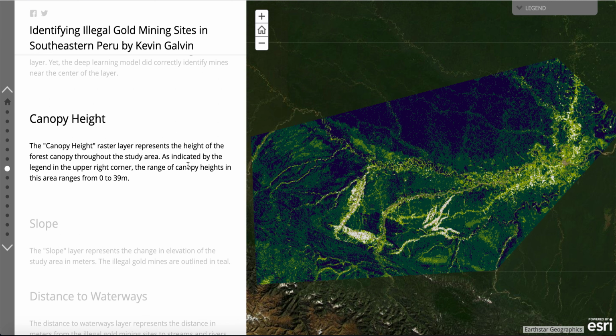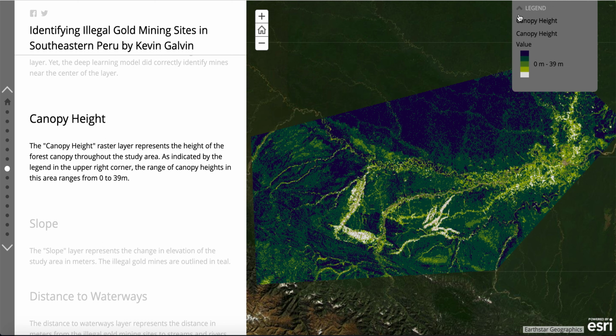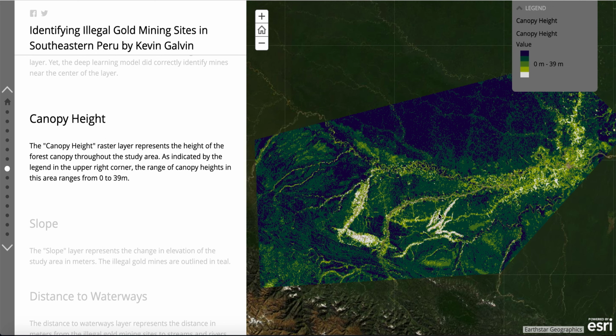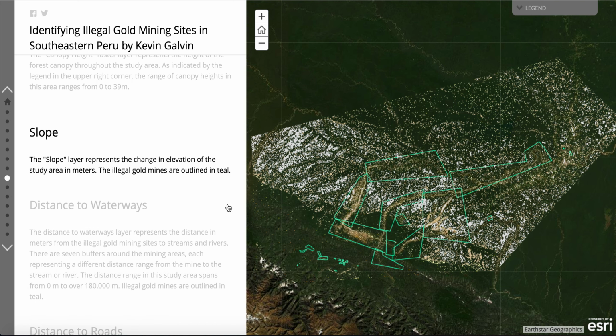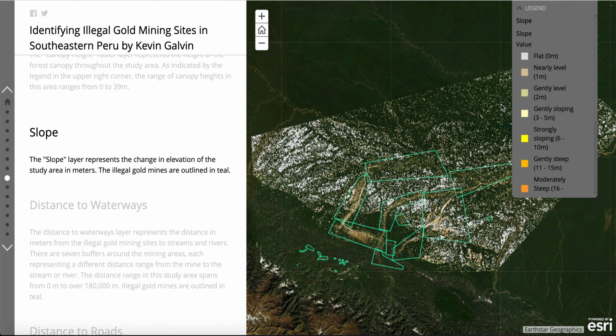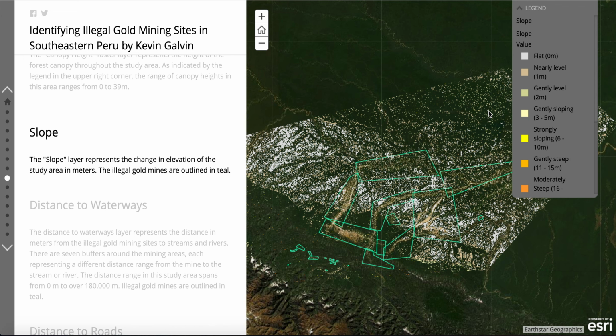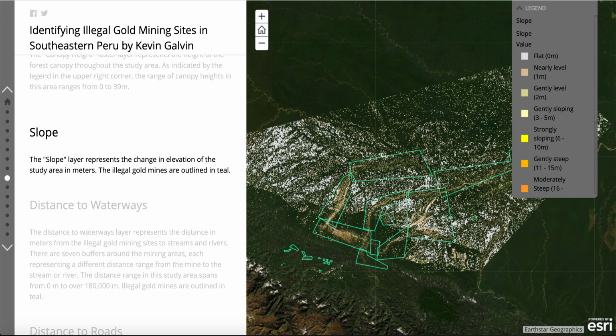The canopy height layer on the right represents canopy height in the study area, ranging from 0 to 39 meters. Near these central mines, the average canopy height was between 12 and 15 meters. The slope layer on the right represents the change in elevation of the study area, ranging from approximately 0, or flat, to 3 to 5 meters, or gently sloping.